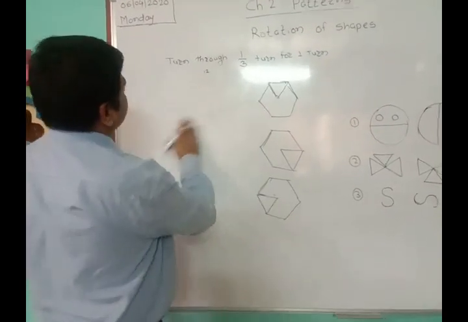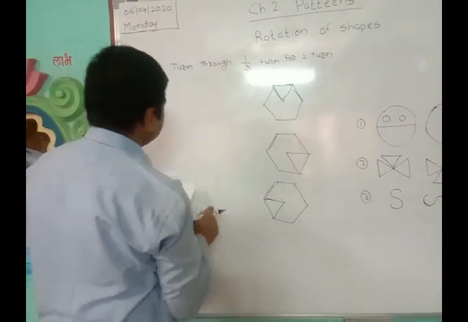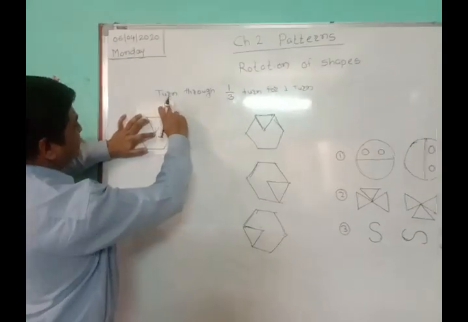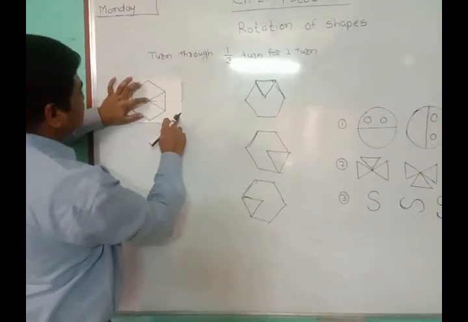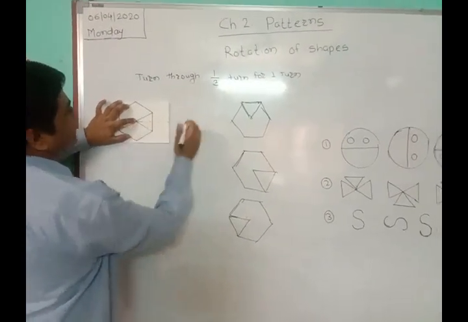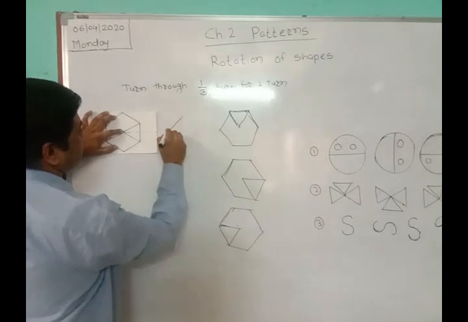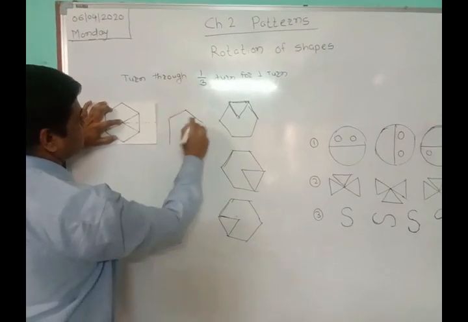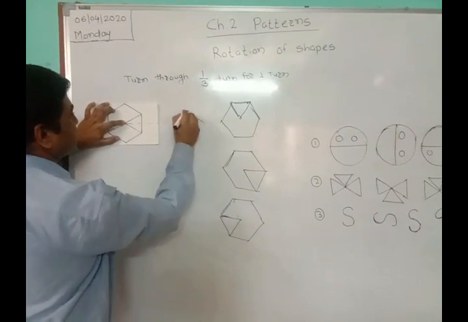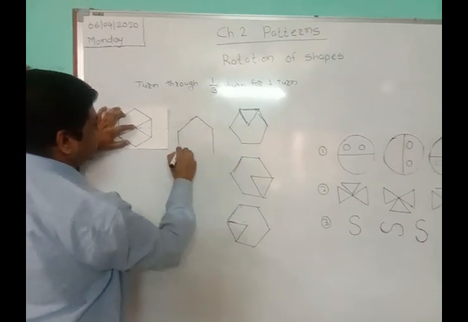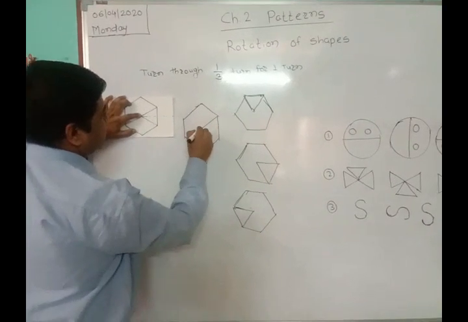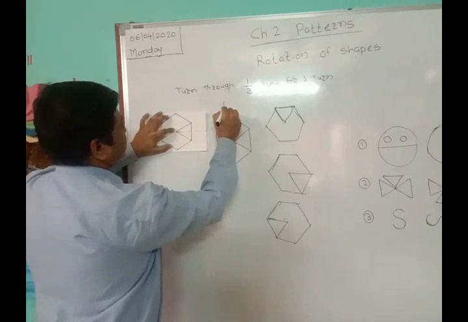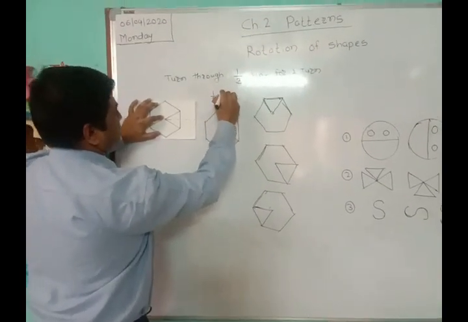If it is said to turn it through one third of a turn, the initial position is this. When I say one third of a turn, in this case the points of the hexagon will point up and down. So the position of the hexagon will be like this, and your triangle is pointed to the left, for one fourth of a turn in the clockwise direction.